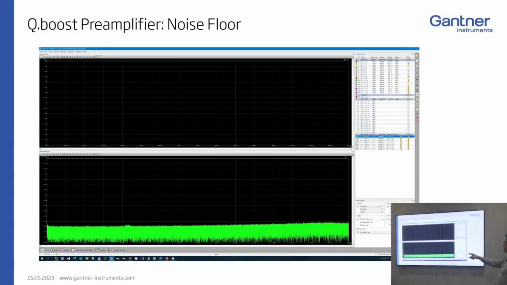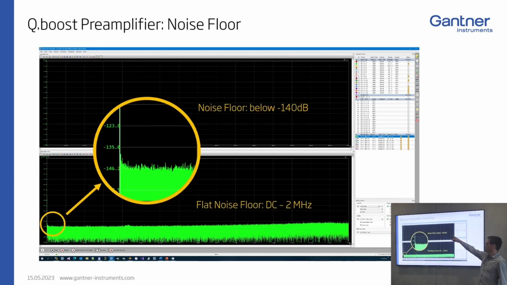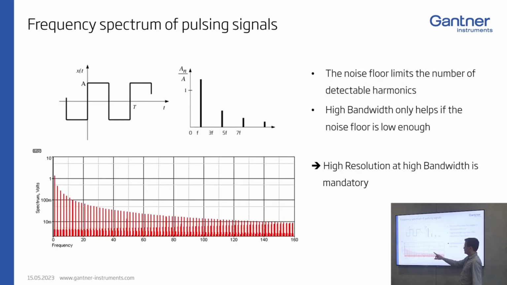So we're looking at the noise floor of our systems. It is completely flat from DC to 2 MHz, and it is at a level of minus 140 decibel. Having such a nice noise floor, which is over 34 decibel better than any other competitor in the market, we can now take a look again at this slide with all the harmonics of a square wave system.